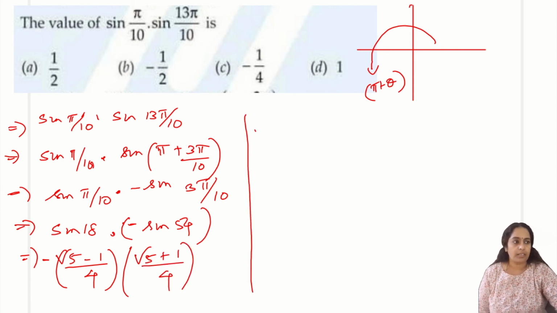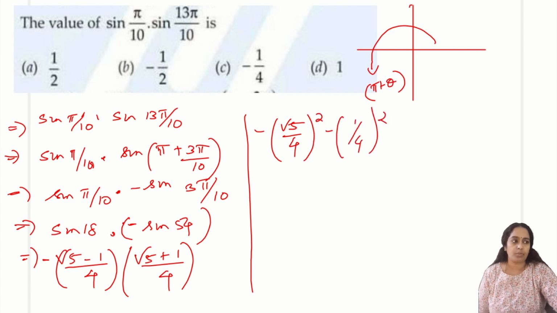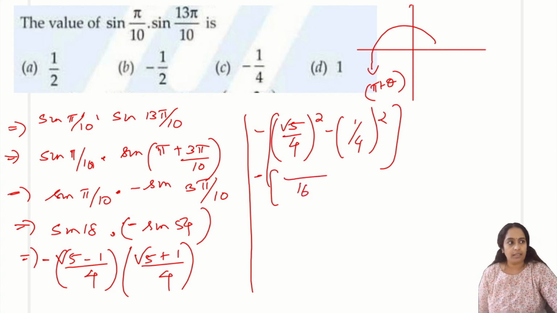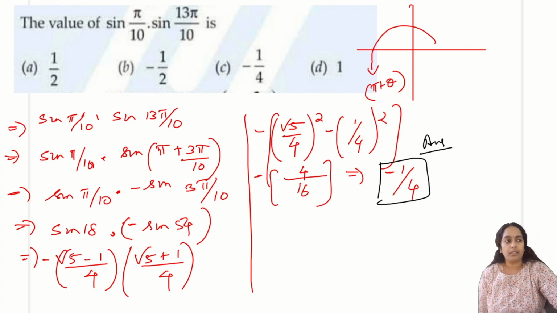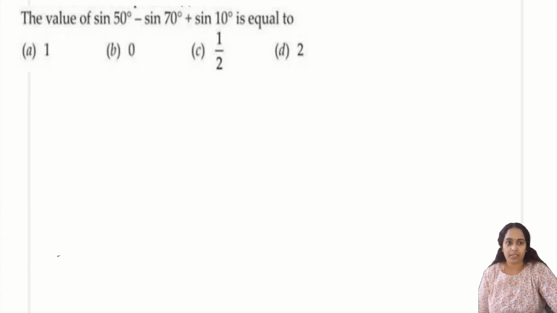So I get minus of (root 5 minus 1 by 4) and (root 5 plus 1 by 4), which is going to be (root 5 by 4) the whole square minus (1 by 4) the whole square. So with the minus sign outside, a square minus b square, denominator is 16, 5 minus 1 is 4. So minus 4 by 16, where the answer is minus 1 by 4. Minus 1 by 4 is my answer, which is option C. Option C is the answer. So we have the next question here.